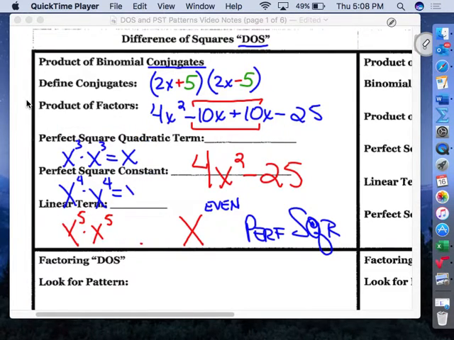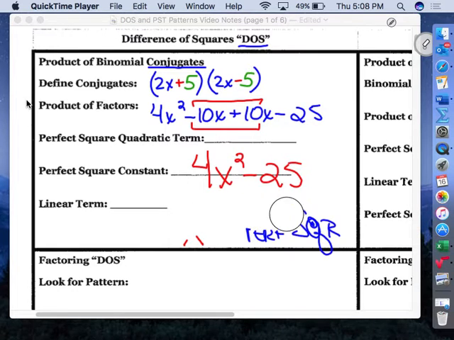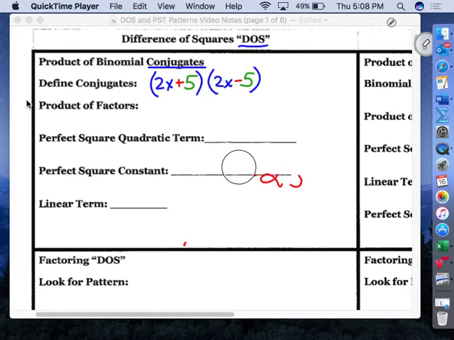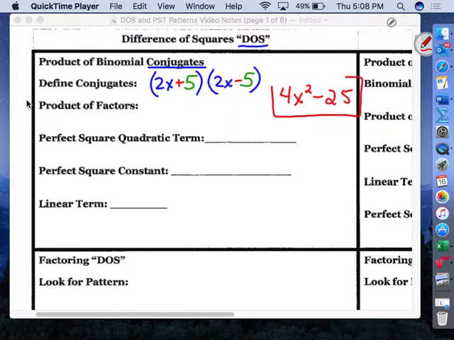Let me erase this and let's get back to what we were actually talking about. I'm going to clean up my board and then write my product. So this results in 4x squared minus 25. Let's analyze the pieces. The quadratic term is a perfect square. So here's my quadratic term, noting that 4 is a perfect square and the exponent is even. So that qualifies as a perfect square monomial.